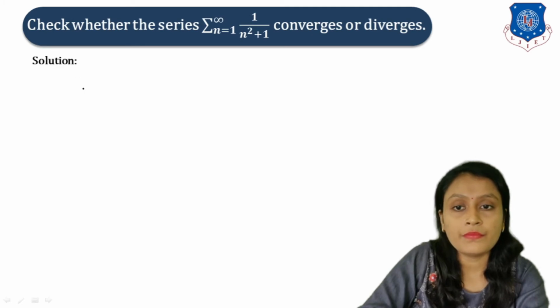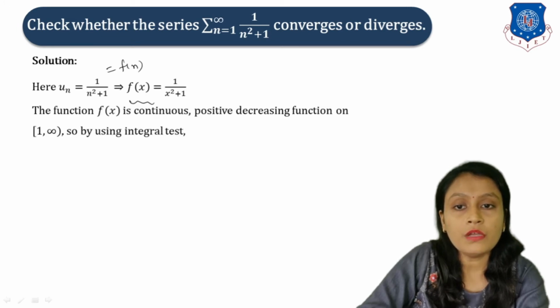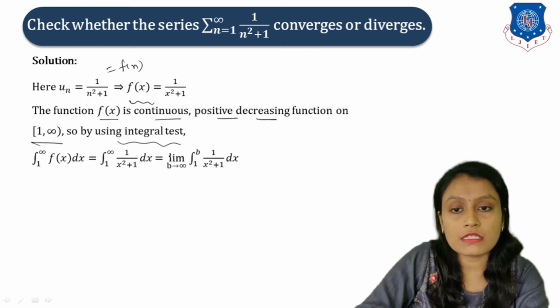So here u_n is given, that is 1 upon n square plus 1. This is a function of n, right? This is given. Now we will write in the form of x. So in place of n, we have to just write x. Okay, so you will get 1 upon x square plus 1. Now this function f(x) is continuous, positive and decreasing on the interval 1 to infinity. So we will apply this integral test, right?